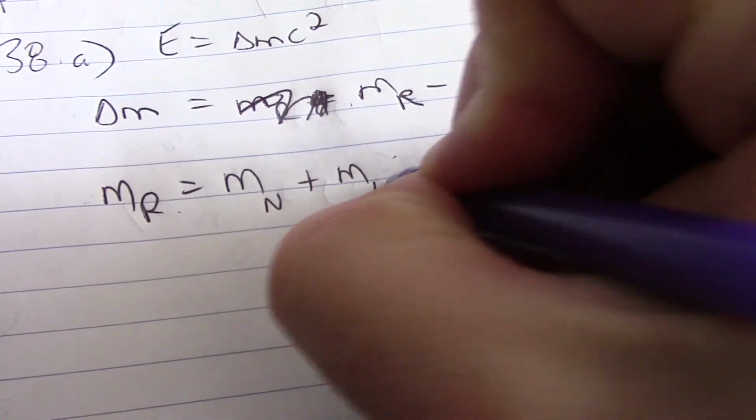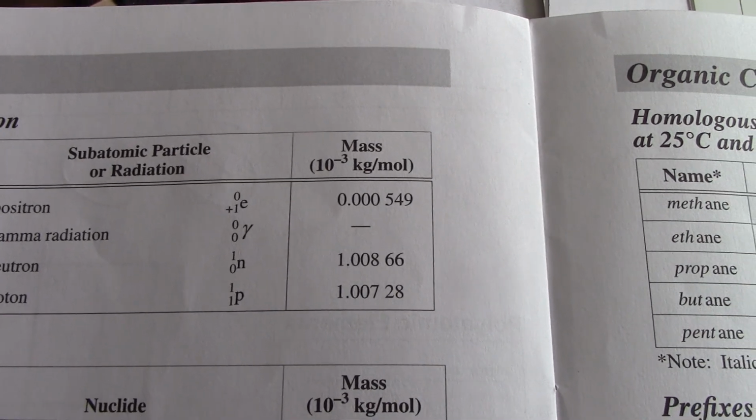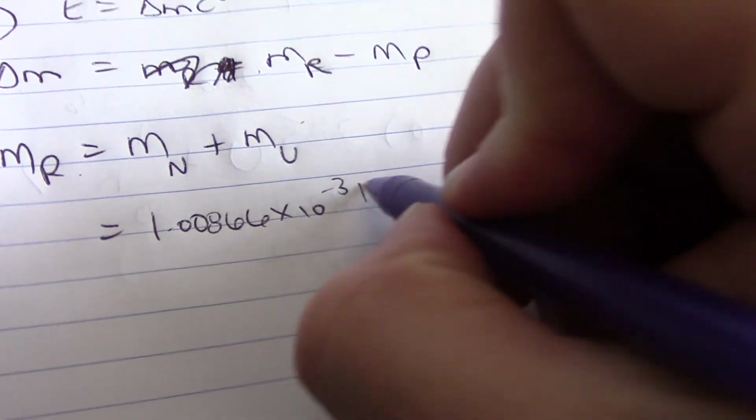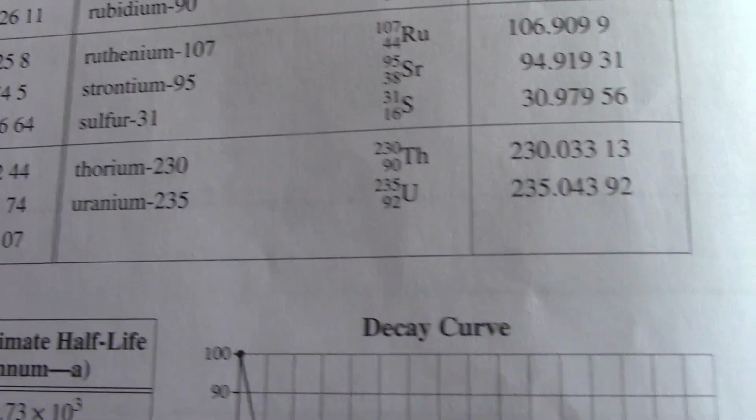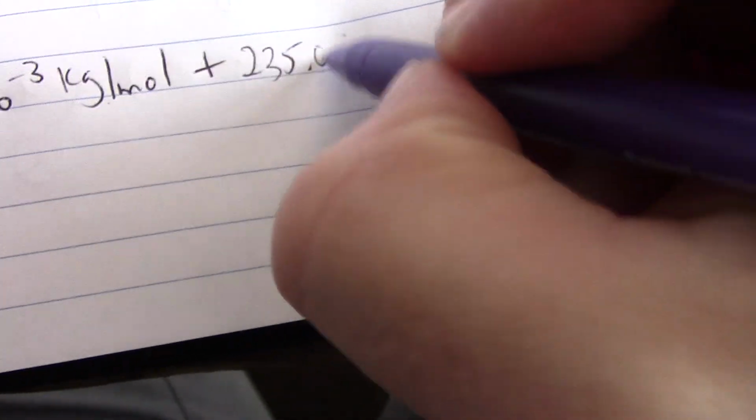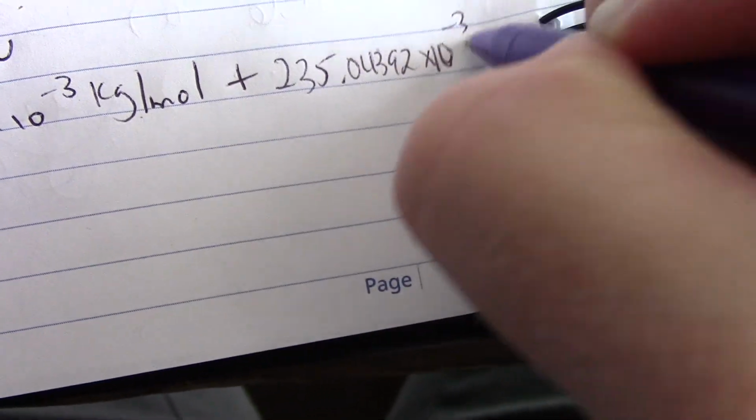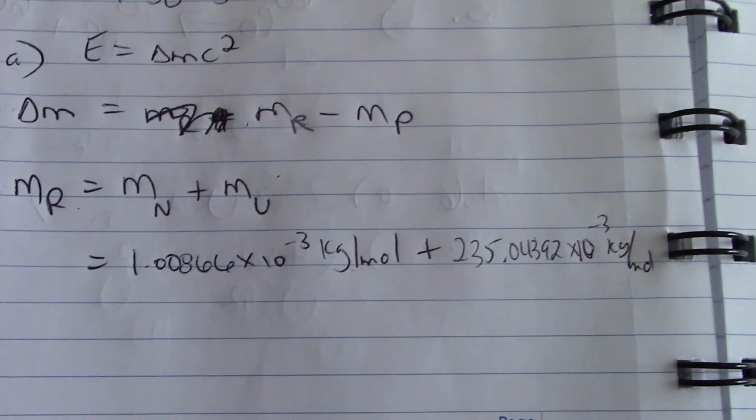So what I need to do is find the mass of the reactants first. The mass of the reactants is the mass of one neutron plus the mass of uranium. I have the mass of one neutron on my data booklet, and it's 1.00866 times 10 to the negative third kilograms per mole, plus the mass of uranium, and that is 235.04392 times 10 to the negative third kilograms per mole. Okay, so that's the mass of the reactants.